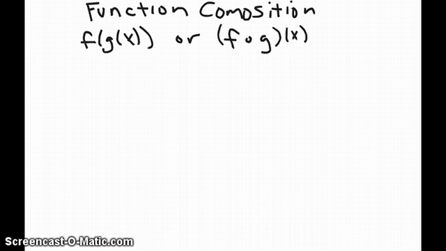Both of these you're going to say as f of g of x. So when you see it with all these f and g, the next x is connected, you say f of g of x. Here where it looks like a circle, that means the same thing, f of g of x. As you do all these problems, you work from the inside out.